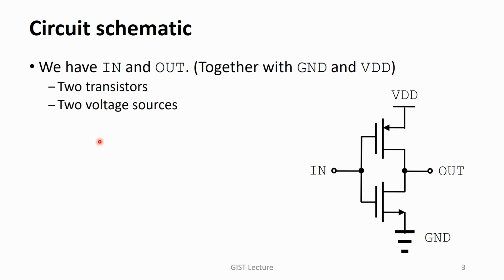This is the circuit schematic. We have in and out nodes. Of course, the ground node and the VDD node are given. Two transistors and two voltage sources. Voltage sources are easy and we will concentrate on the devices.